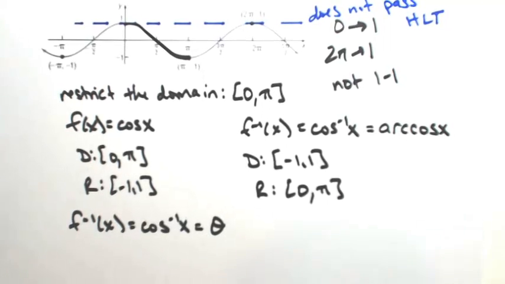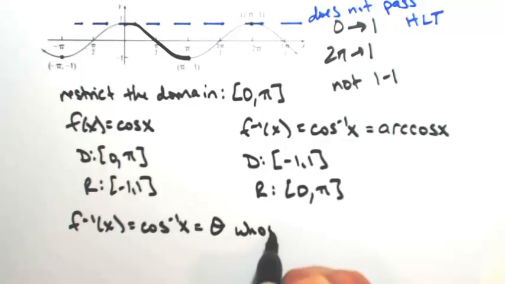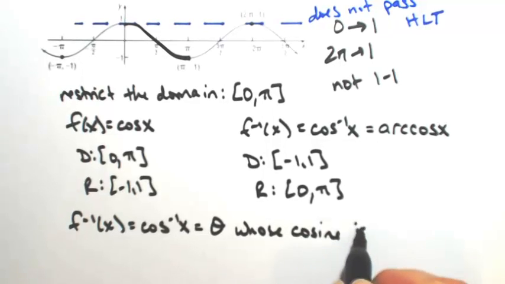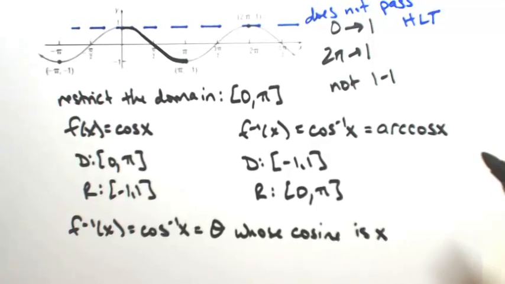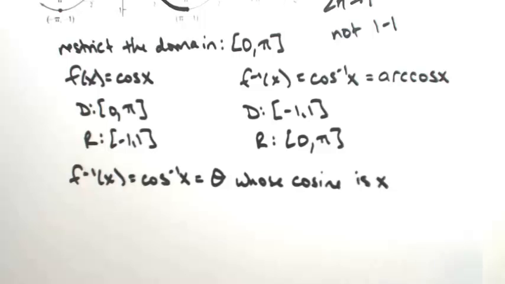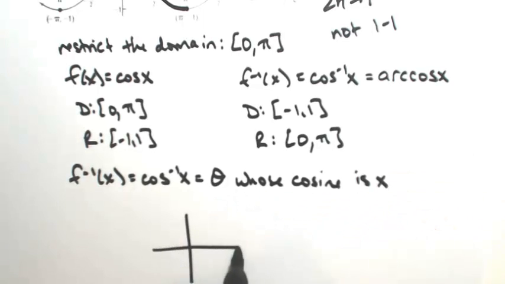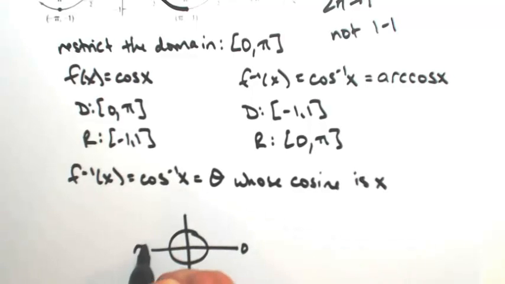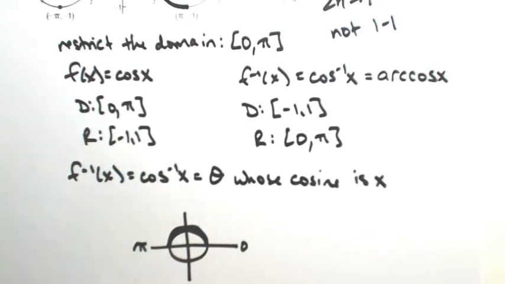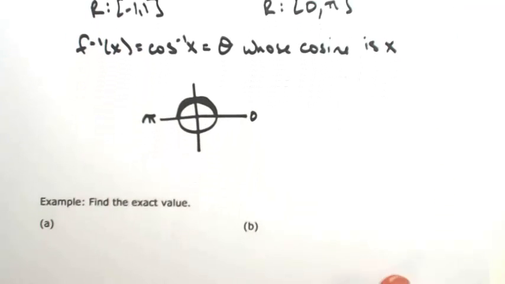Be really careful where you call that, though. This is an angle whose cosine is x, as long as that angle is between 0 and pi. So if we were to look at this on a unit circle, between 0 and pi, we're looking at the top half of the unit circle only. So let's do a couple examples, finding what the inverse cosine is going to be, again, only in the top half of the unit circle.